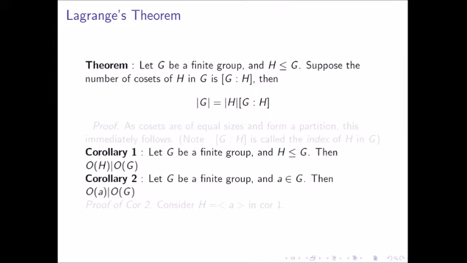So we have two beautiful corollaries over here. The first one is let G be a finite group and H be a subgroup of G, then the order of H, the size of H, divides the order of G, or the size of G. This immediately follows from Lagrange's theorem, as mod G is basically a multiple of mod H by the index.